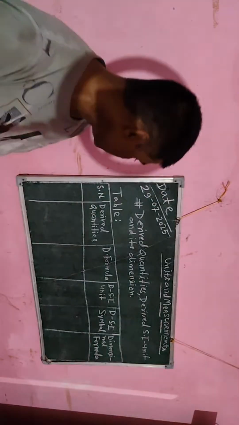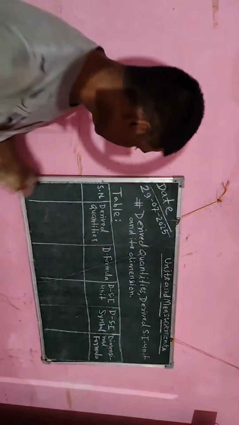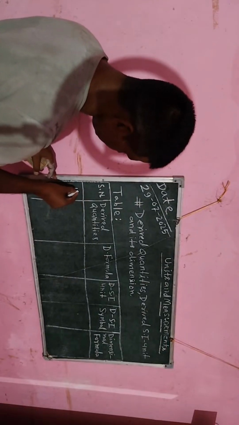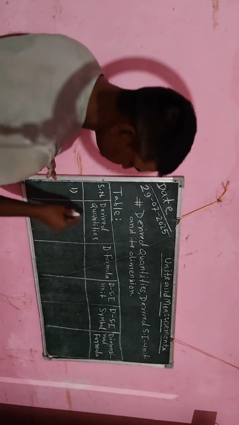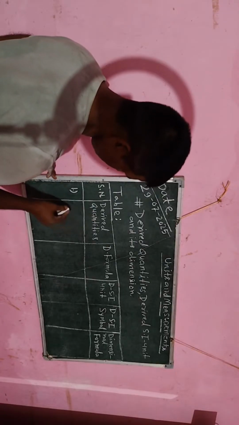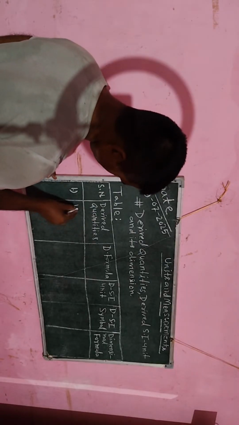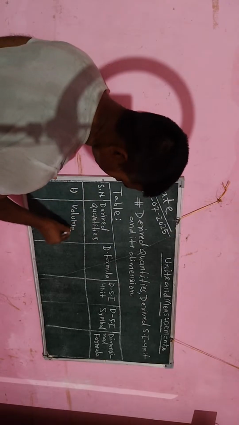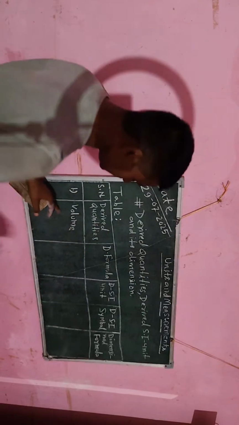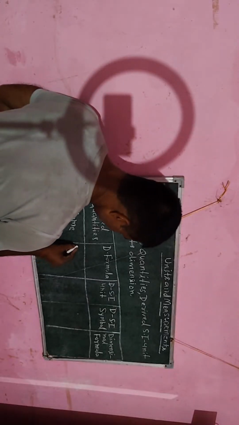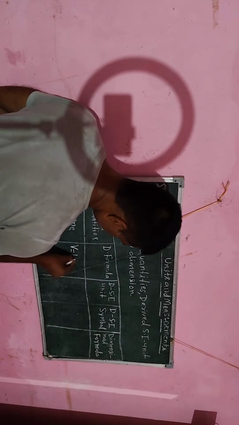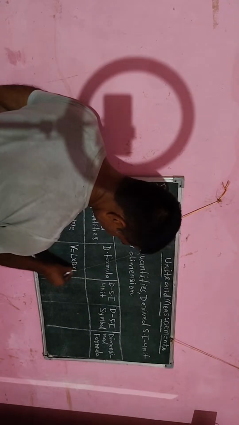Okay students, now I am going to take one derived quantity. So here I am going to take serial number 1. Here, serial number 1, I am going to take volume. Volume has a formula: V is equal to length into width into height.